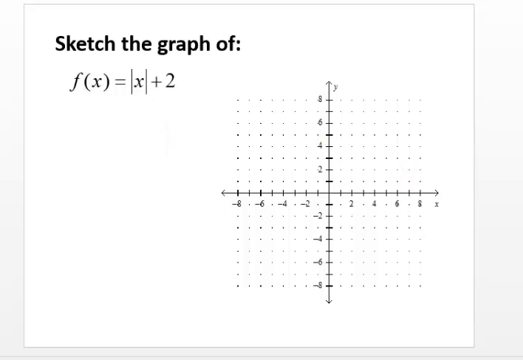Looking at the next graph, I have another absolute value, but this time my plus 2 is on the outside, so this is a shift upward. So I'm going to go up 2, and I'll make my V shape. On my next one, I have the minus sign out front. And so what that does is it flips my graph over.